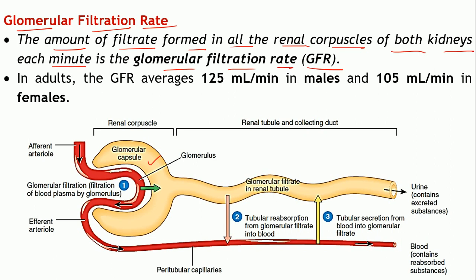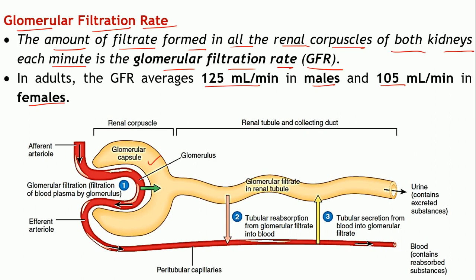Each kidney contains roundabout 1 million nephrons, right? So taken together, the total amount of the filtrate which is formed in all the nephrons of both the kidneys per minute, that is the glomerular filtration rate. And in adults, the normal value is 125 ml per minute in males, and it is 105 ml per minute in case of females. So these are the normal average values.